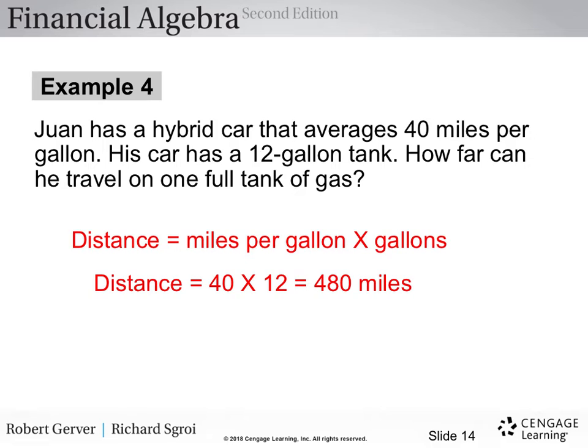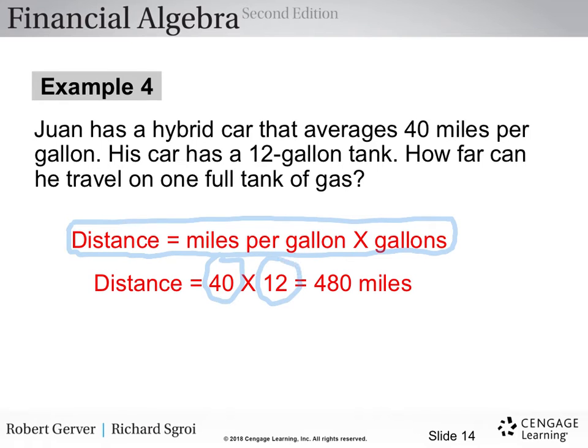All right, so the distance he can travel is equal to miles per gallon times the number of gallons, okay? So his miles per gallon times the number of gallons. We know he can average 40 miles per gallon, and he has a 12-gallon gas tank. So if we multiply those two, the maximum distance he can travel on a full tank of gas is 480 miles.